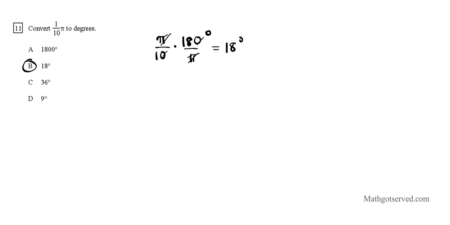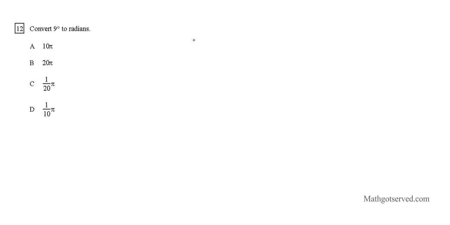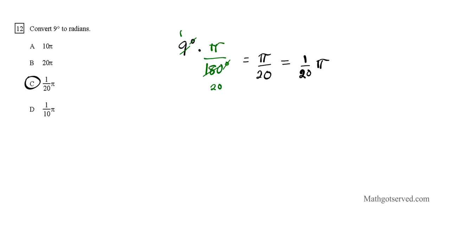Okay? So the degree measure of 1 over 10 pi radians is 18. Okay? All right, let's take a look at question number 12. Convert 9 degrees to radians. So 9 degrees, to convert this to radians, I'm going to multiply it by the conversion factor with the degree on the bottom, namely pi over 180 degrees. All right, so the pi's cancel out. 9 goes into 9 once, 9 goes into 180 twenty times. So our answer is pi over 20. You can also write this as 1 over 20 pi. Final answer is option C.